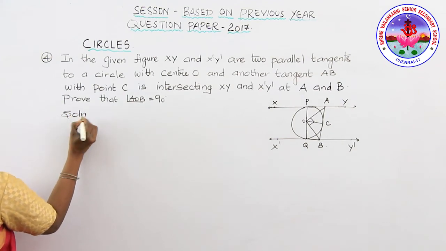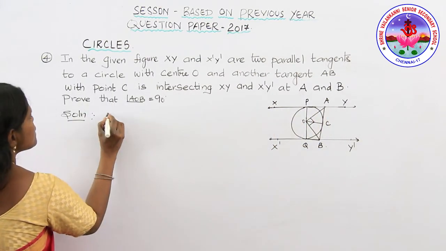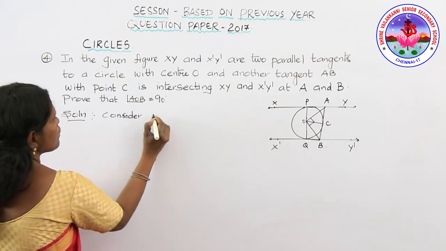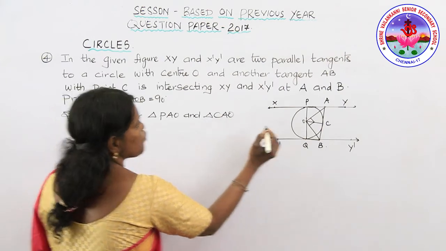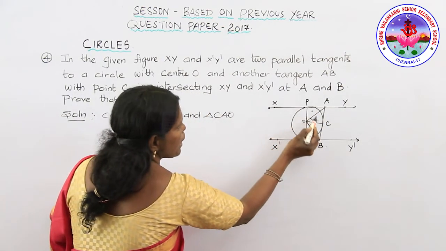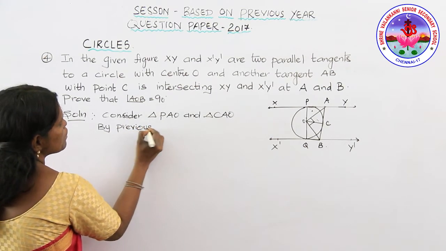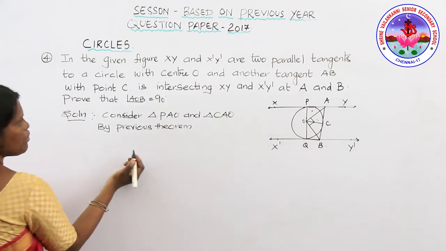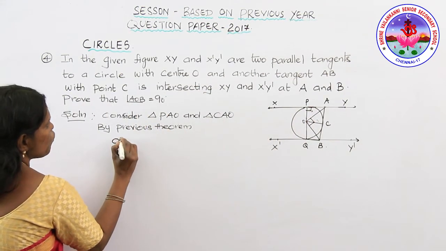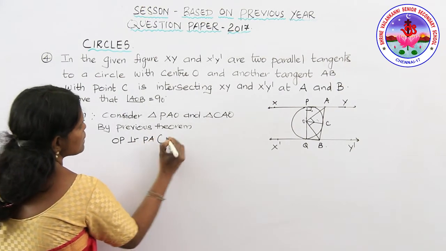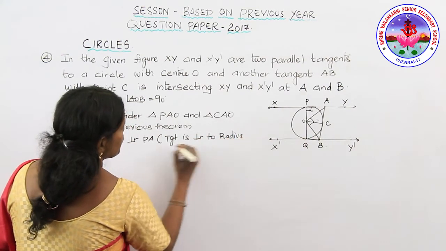Now coming to the solution, we are going to take first the triangle PAO and the triangle CAO. So consider triangle PAO and triangle CAO. I am going to prove that these two triangles are congruent to each other by the previous theorem, that is, the tangent is perpendicular to the radius through the point of contact. So I can say that OP is perpendicular to PA. The reason is tangent is perpendicular to the radius through the point of contact.